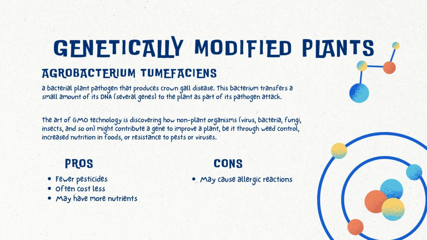GMO crops can offer many advantages in cost and nutrition, but some experts worry that they carry health risks as well. So here are our cons about GMOs. GMOs may cause allergic reactions. Because GMO foods contain DNA from other organisms, it is possible that the new DNA can trigger allergies in people who wouldn't normally be allergic to the food.